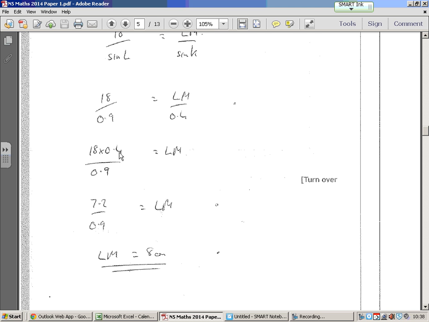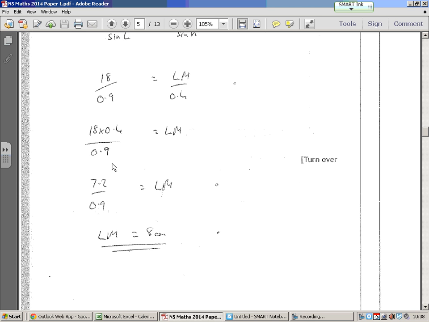So I know what 18 fours are. I can multiply by 4. Could double it and double it again, or at the side we could just scribble down 18 times 4. But anyway, that comes to 72, so 18 times 0.4 would be 7.2 divided by 0.9.